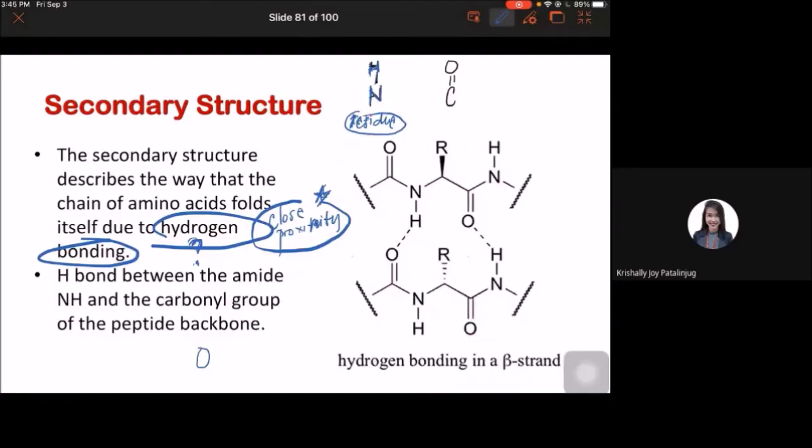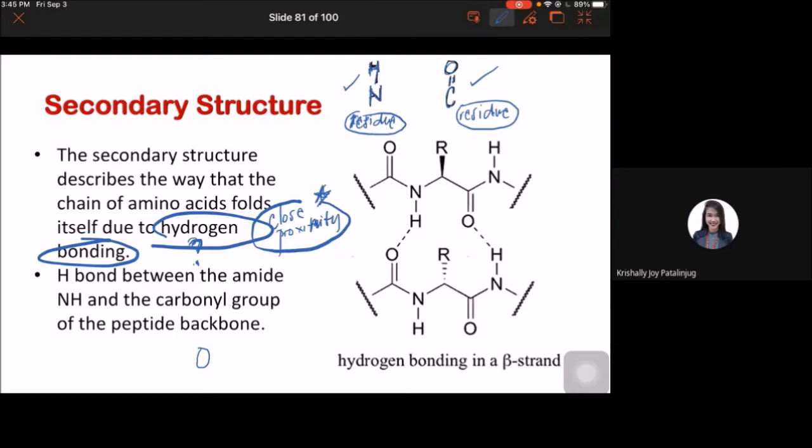And then we have here a carbonyl group, let's say on another residue. Now, due to the folding of the rotational bonds, there is a chance that this amide NH will come into close proximity with the carbonyl group of another residue. They were supposedly far apart, but the peptide chain folds and moves.